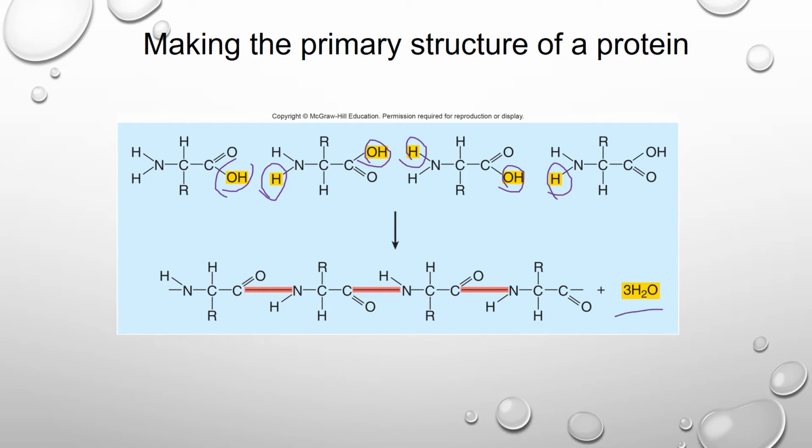All right, so my question for you is, since water is going to be one of the byproducts when we make this peptide bond, what type of reaction is this? If you said dehydration synthesis, you're exactly right, because one of the byproducts is we're removing water, and we are going from small molecules into larger molecules. And so when amino acids are added together to form a chain, this is called the primary structure of a protein.